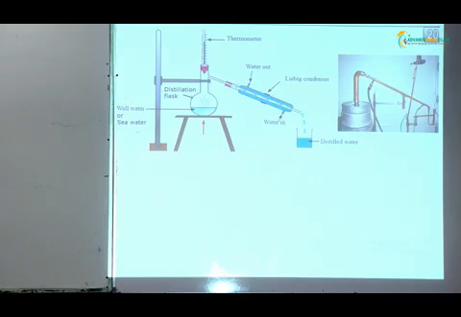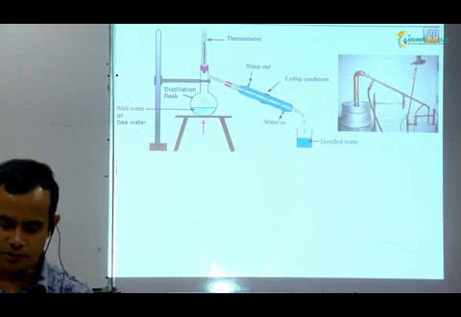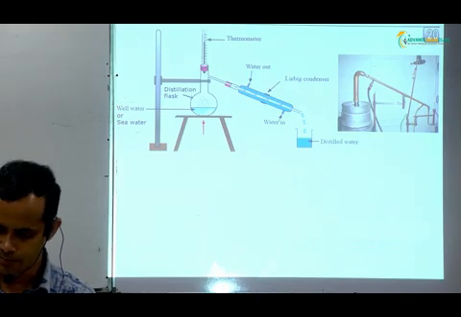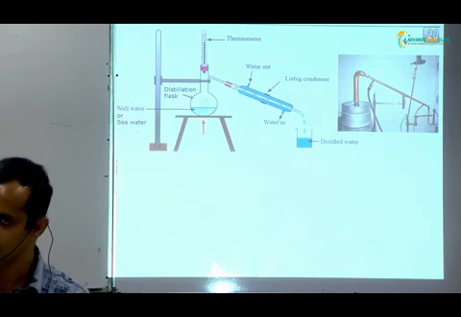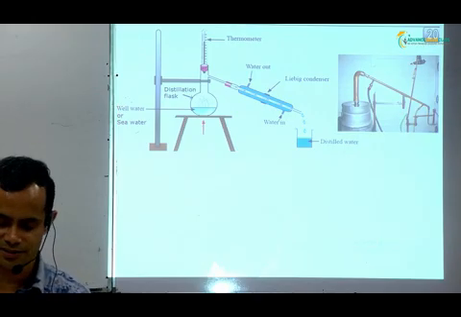Right. Then the second one. Page number 24, go and have a look. Very complicated. What is this? Fractionating tower. Or we can call this fractionating column also, fractionating tower.